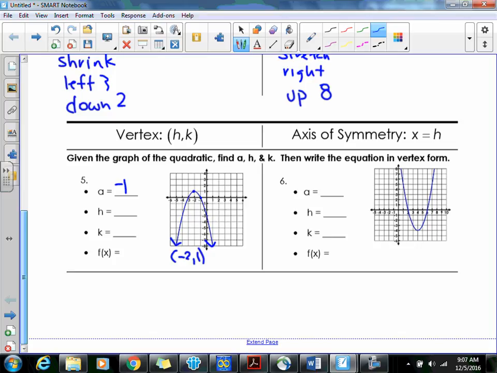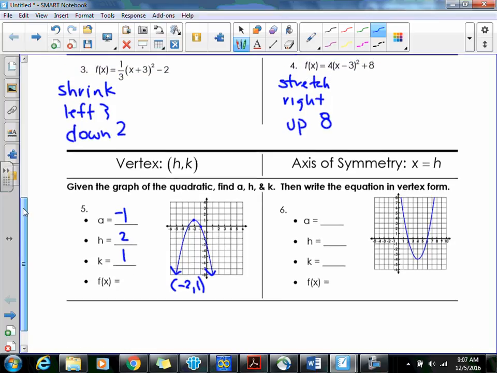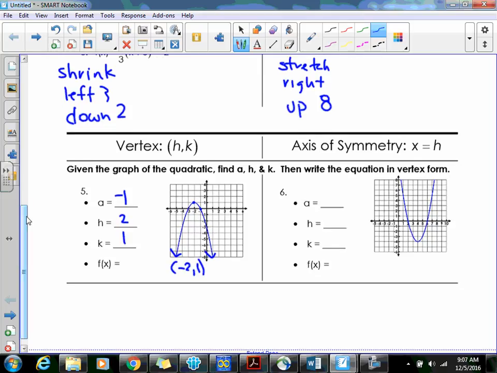H, okay? So our H is 2 and our K is 1, okay? It's the opposite. So remember, when we're dealing with H, we're always dealing with the opposite. So if I were to write the equation for this parabola, it would be f of x equals -1 times x plus 2 plus 1.